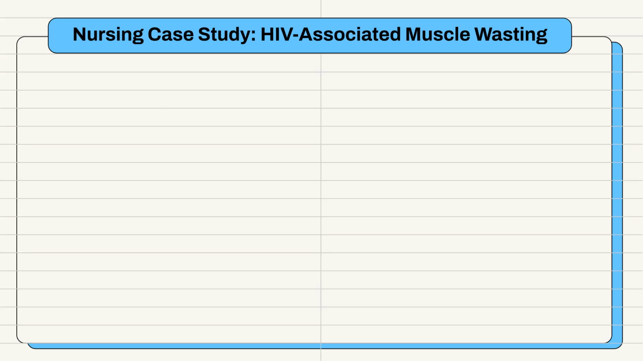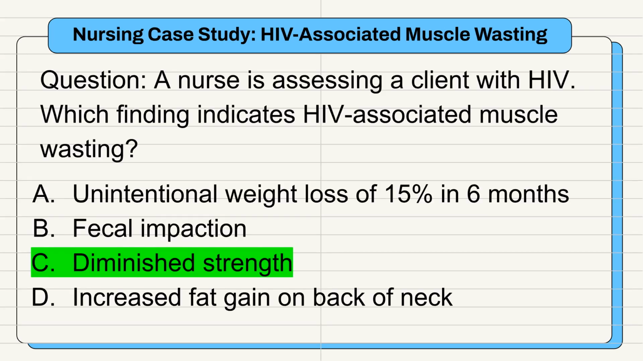Let's test your skills with an NCLEX-style question. Question: a nurse is assessing a client with HIV. Which finding indicates HIV-associated muscle wasting? A. Unintentional weight loss of 15% in 6 months. B. Fecal impaction. C. Diminished strength. D. Increased fat gain on back of neck. Correct answer: C. Diminished strength.